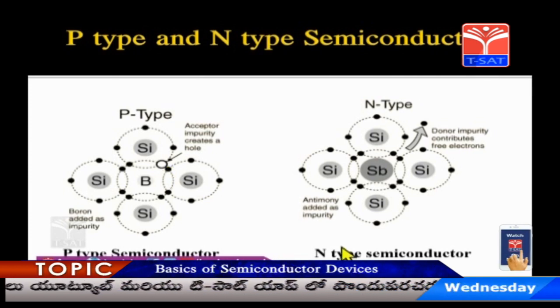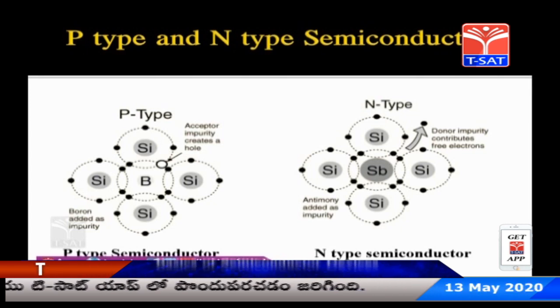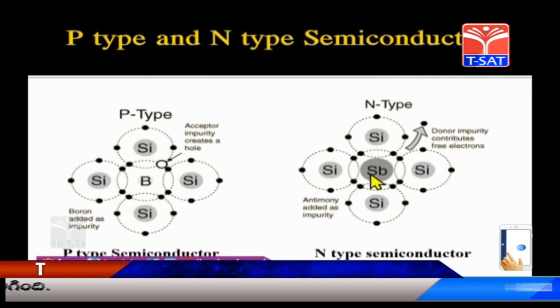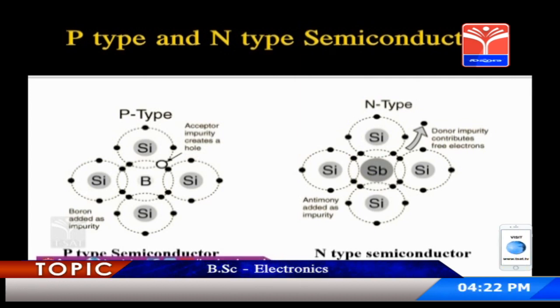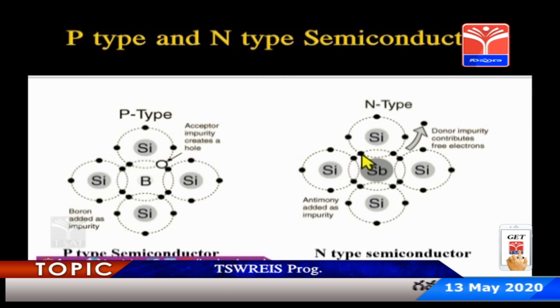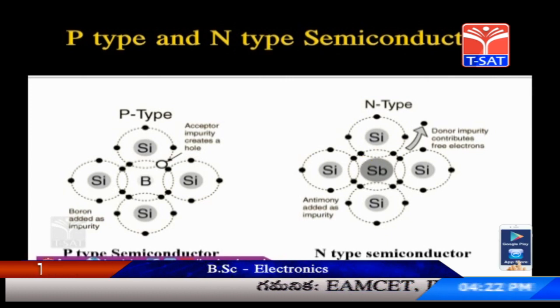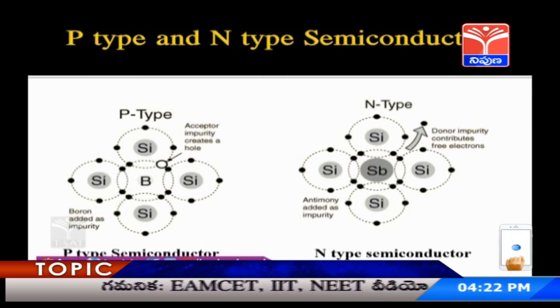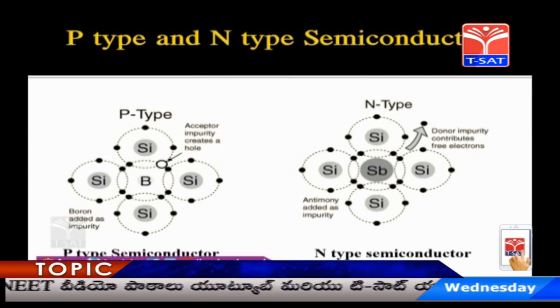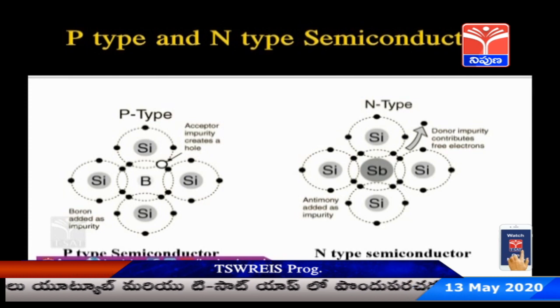If you take an n-type semiconductor, you add a pentavalent impurity, which has 5 valence electrons. Here we have added antimony, that is Sb. Antimony has 5 electrons as valency; 4 electrons of antimony form covalent bonds with the adjacent silicon atoms, and 1 electron will be free.